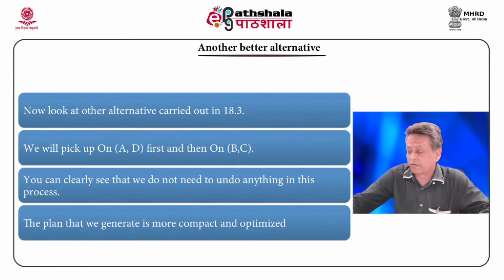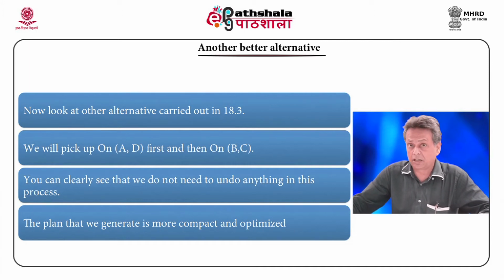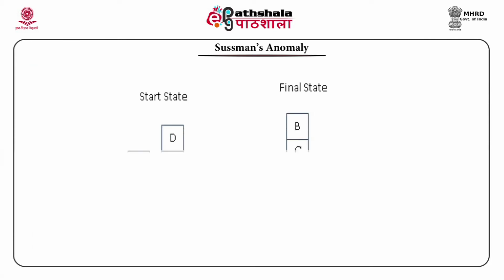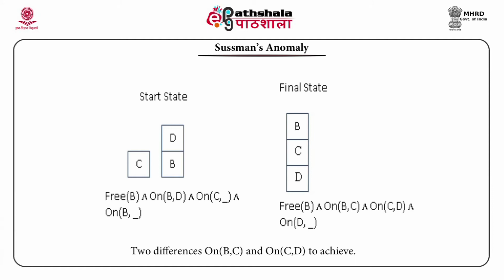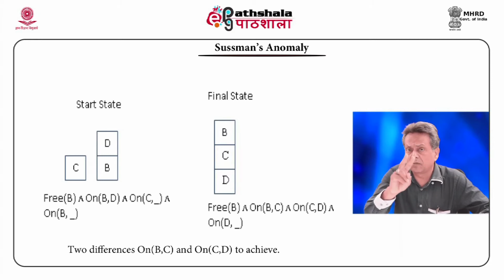No order is perfect. And that was proved by a person called Sussman, and we are going to look at a problem called Sussman's anomaly, which talks about this issue. Look at the screen. Sussman's anomaly is a pretty simple thing. In fact, it has C resting on the table, nothing on top of C, and we have B resting on the table and D resting on top of A. What we want to achieve is B on top of C and C on top of D. That's shown on the screen. There are 2 differences.